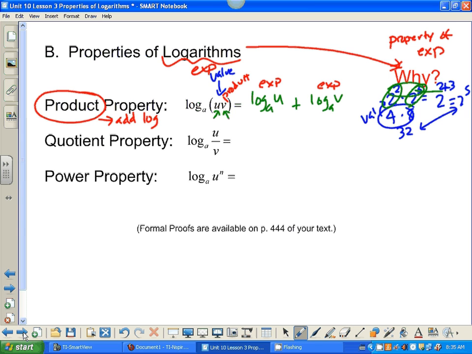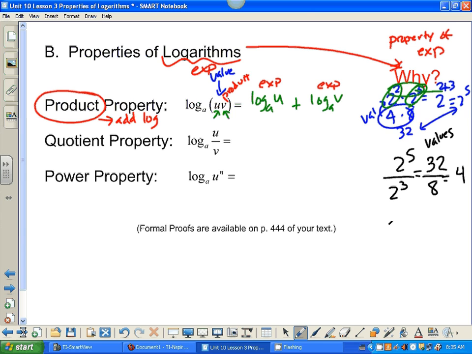Let me take 2 to the fifth and divide it by 2 to the third. Well, if I just work this out without using laws of exponents, my numerator is 32, my denominator is 8. Those are the values, guys. That is the number I get after I've applied the exponent. So 32 divided by 8 is 4. Okay, keep that in mind.